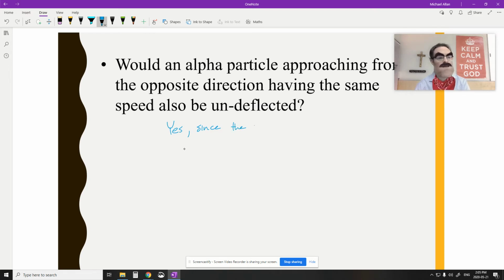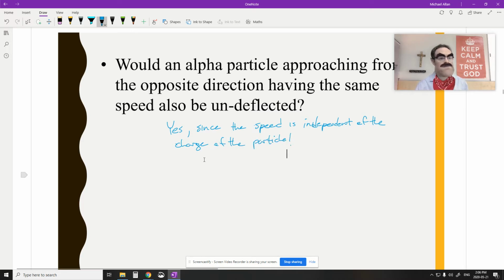the speed is independent. Maybe I should spell independent properly. Independent of the charge of the particle. Okay. V is equal to E divided by B. There's no charge in there. It's only about the fields that it's traveling through.